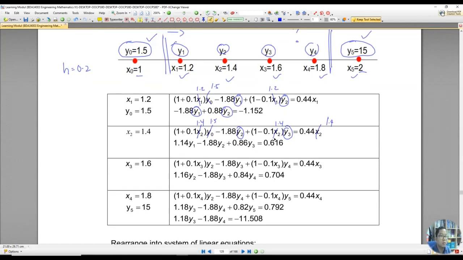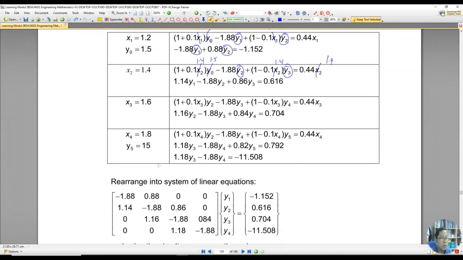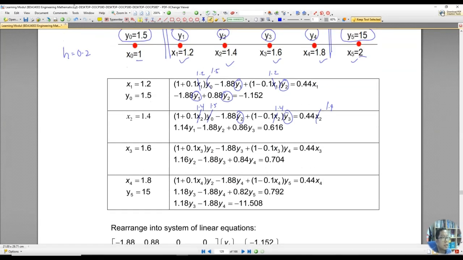So only y2 and y3 we don't know the value of. The rest we know, then we substitute into the equation. The same goes for the other iterations, x3 and x4. Okay, I want to highlight this equation.